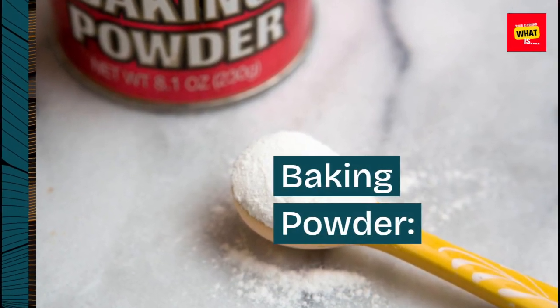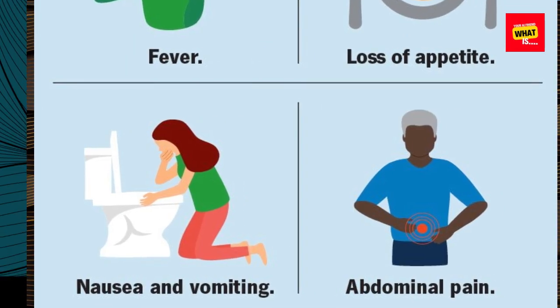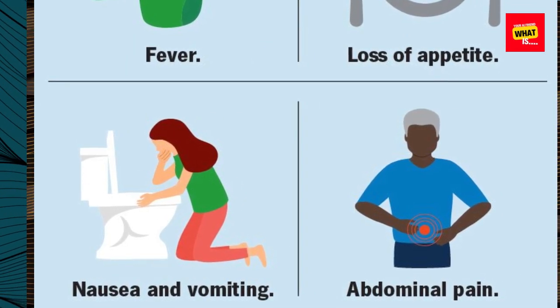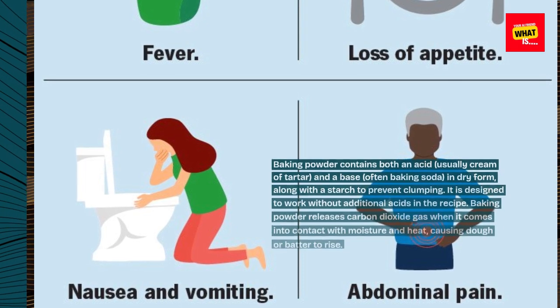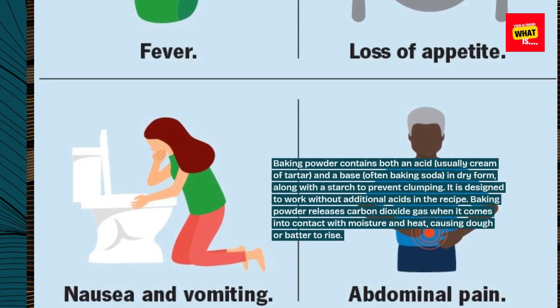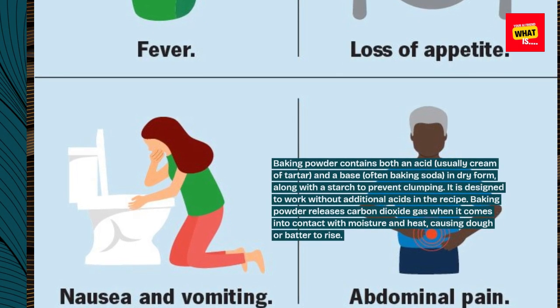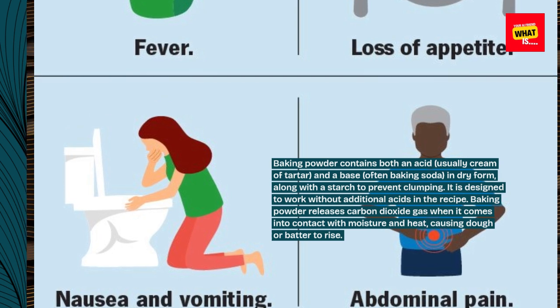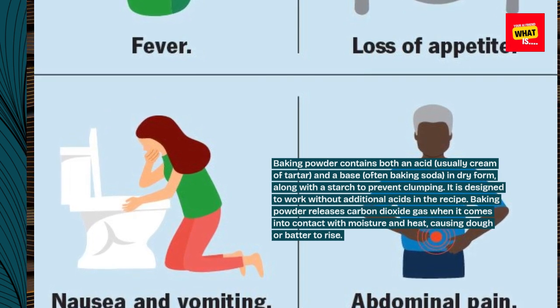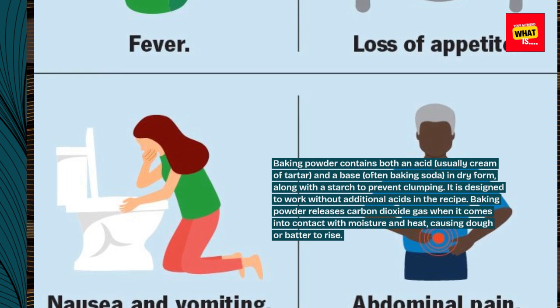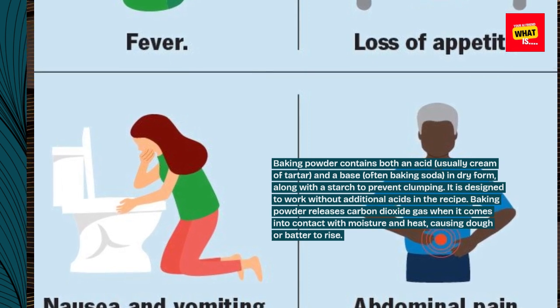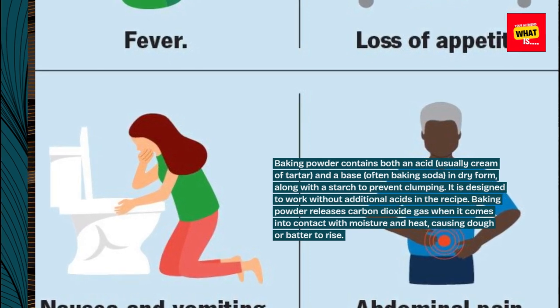Baking powder. Baking powder contains both an acid, usually cream of tartar, and a base, often baking soda, in dry form, along with a starch to prevent clumping. It is designed to work without additional acids in the recipe. Baking powder releases carbon dioxide gas when it comes into contact with moisture and heat, causing dough or batter to rise.